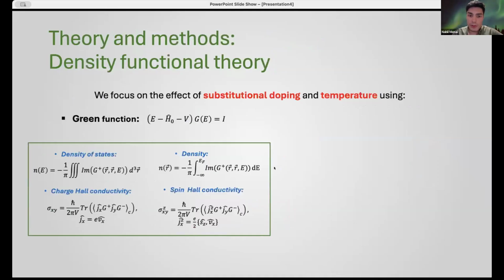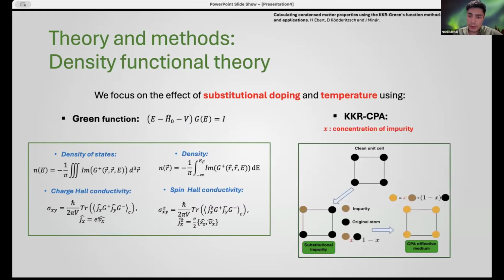For that, we use several theoretical methods. In our work, we focus on the effect of doping and temperature. We use what's called the Green function, which is defined as follows. We can use the Green function to calculate many physical quantities, such as the density of states, the charge density, charge Hall conductivity, and spin Hall conductivity. So forget about all these formulas. The point we want to make is that the Green function allows us to calculate physical quantities.